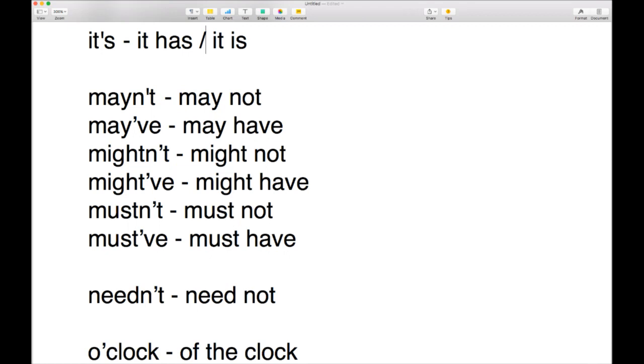So the next one, again very common, can be used formally or informally, is the contraction it's. And this is short for it has or it is. Now, I hear this a lot from my students, and one of the problems is that the T isn't recognized. It's aspirate, so it becomes like the S, but you don't want is, which is what I hear all the time.